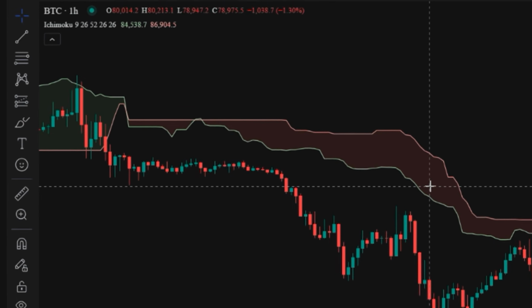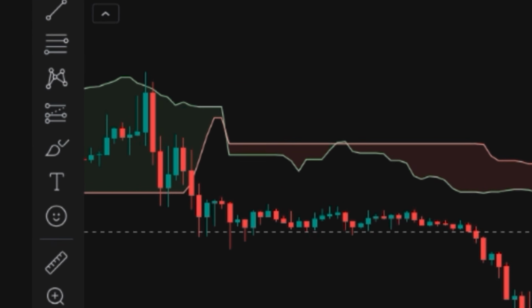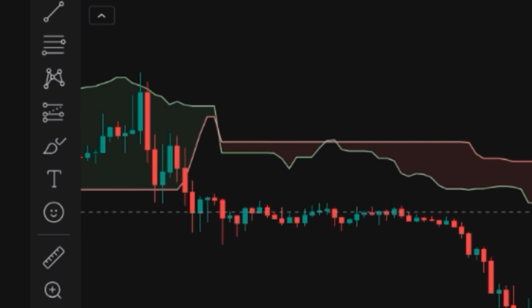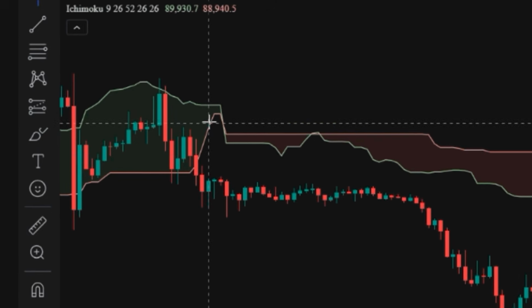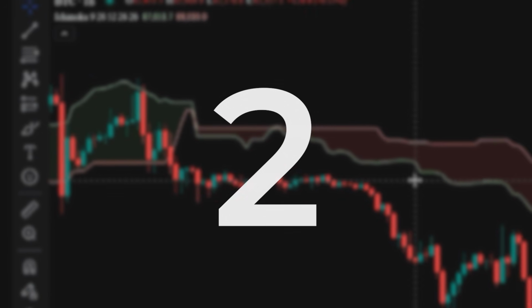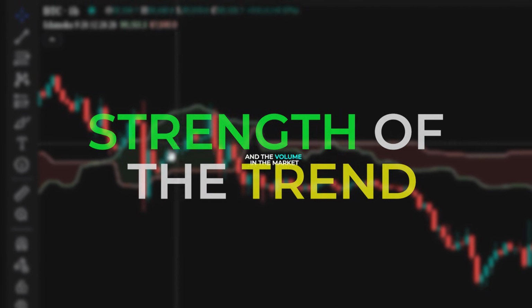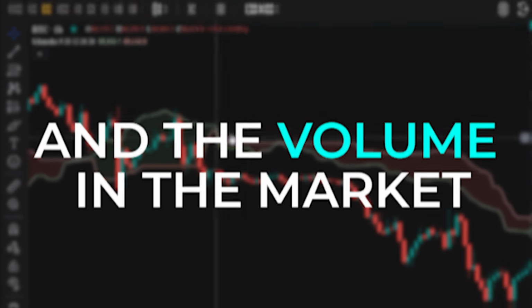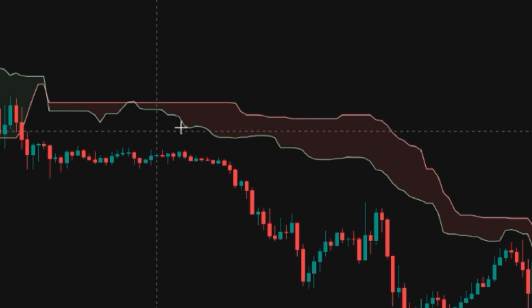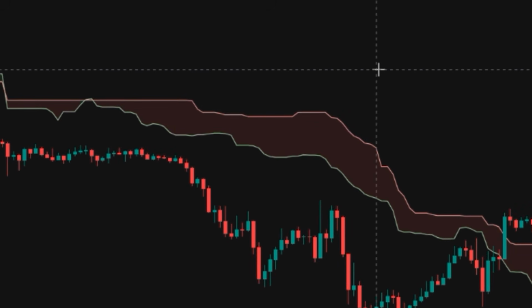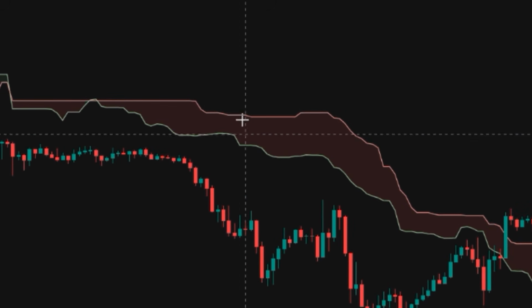The color of the cloud shows which direction the chart is moving on average. Even by color, we can tell that in this case, we are in a downtrend, and in this case, an uptrend. The second thing the clouds show is the strength of the trend and the volume in the market right now. The wider the distance between the lines and the wider this cloud is, the higher our trading volume and the stronger the uncertainty zone in the cloud.